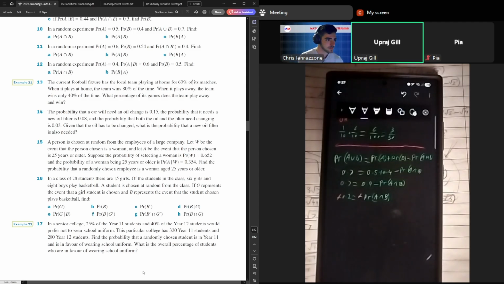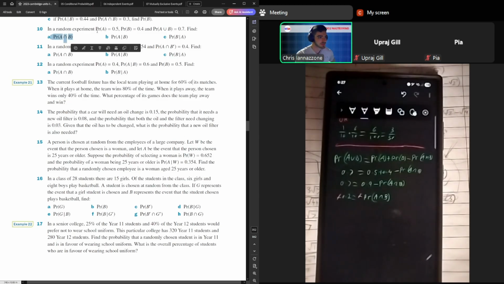Chris, is 10b just 1/2? B is, yeah, 1/2, precisely. That one is kind of a repeat of the previous, which is just plug into the conditional probability formula. You have the intersection, you have the probability of B, so you just divide those two things.